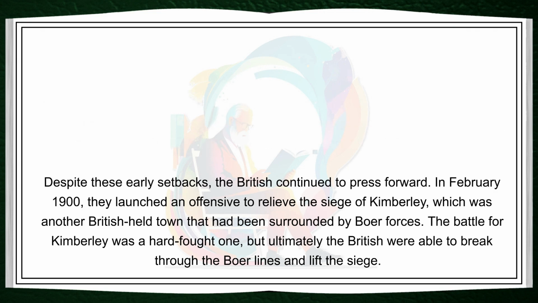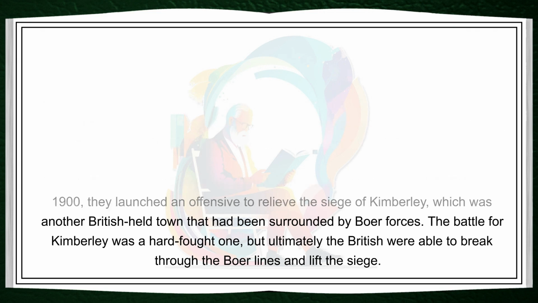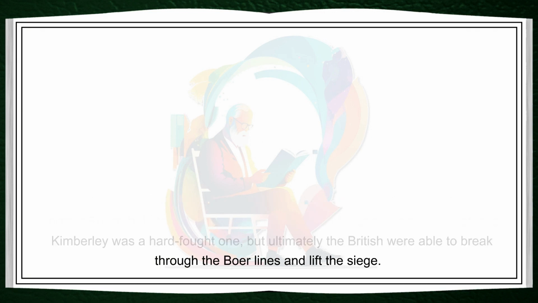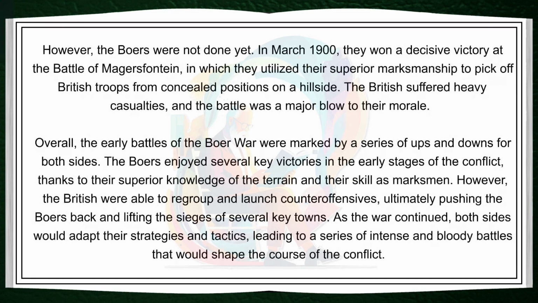The battle for Kimberley was a hard-fought one, but ultimately the British were able to break through the Boer lines and lift the siege. However, the Boers were not done yet. In March 1900, they won a decisive victory at the Battle of Magersfontein, in which they utilized their superior marksmanship to pick off British troops from concealed positions on a hillside. The British suffered heavy casualties, and the battle was a major blow to their morale.